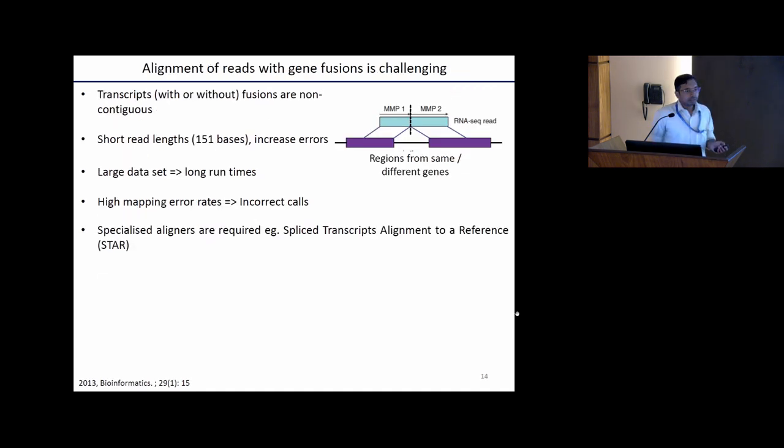So this one is special in the sense that transcripts with or without any fusions are actually non-contiguous, and they are short reads, right? So this can increase errors when you are mapping to the reference genome. For example, if this is a transcript or if this is a fusion, whichever you like to consider, if one part of it actually aligns to one part of the genome or one chromosome, and another aligns to some other chromosome, then it is an issue. Like, how does a normal alignment tool do this, right? So this requires use of special aligners. One of them is STAR. It stands for Spliced Transcripts Alignment to a Reference. In the absence of these aligners, we have high mapping error rates, which can give rise to incorrect calls, and it can take a really long time, even with these aligners, to analyze this kind of data, right?